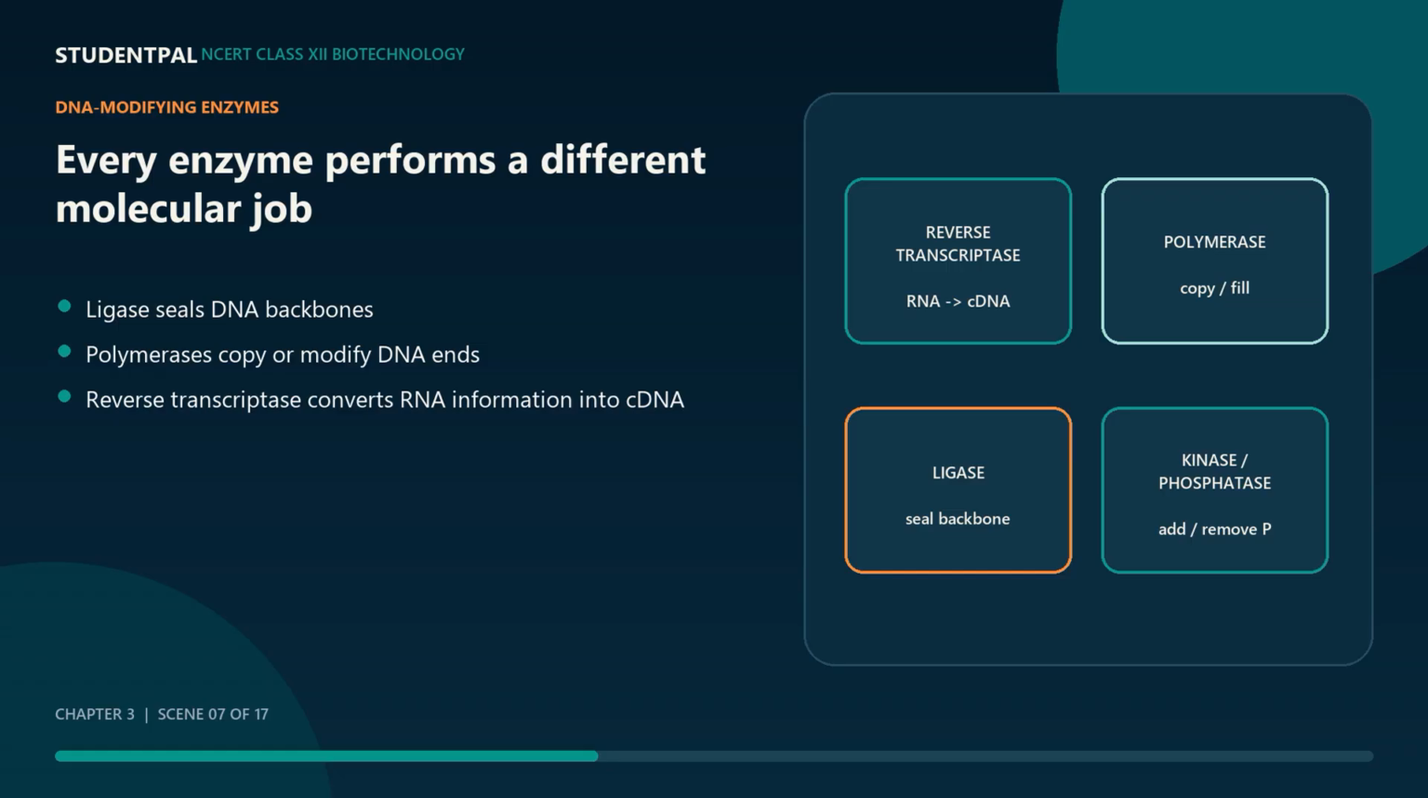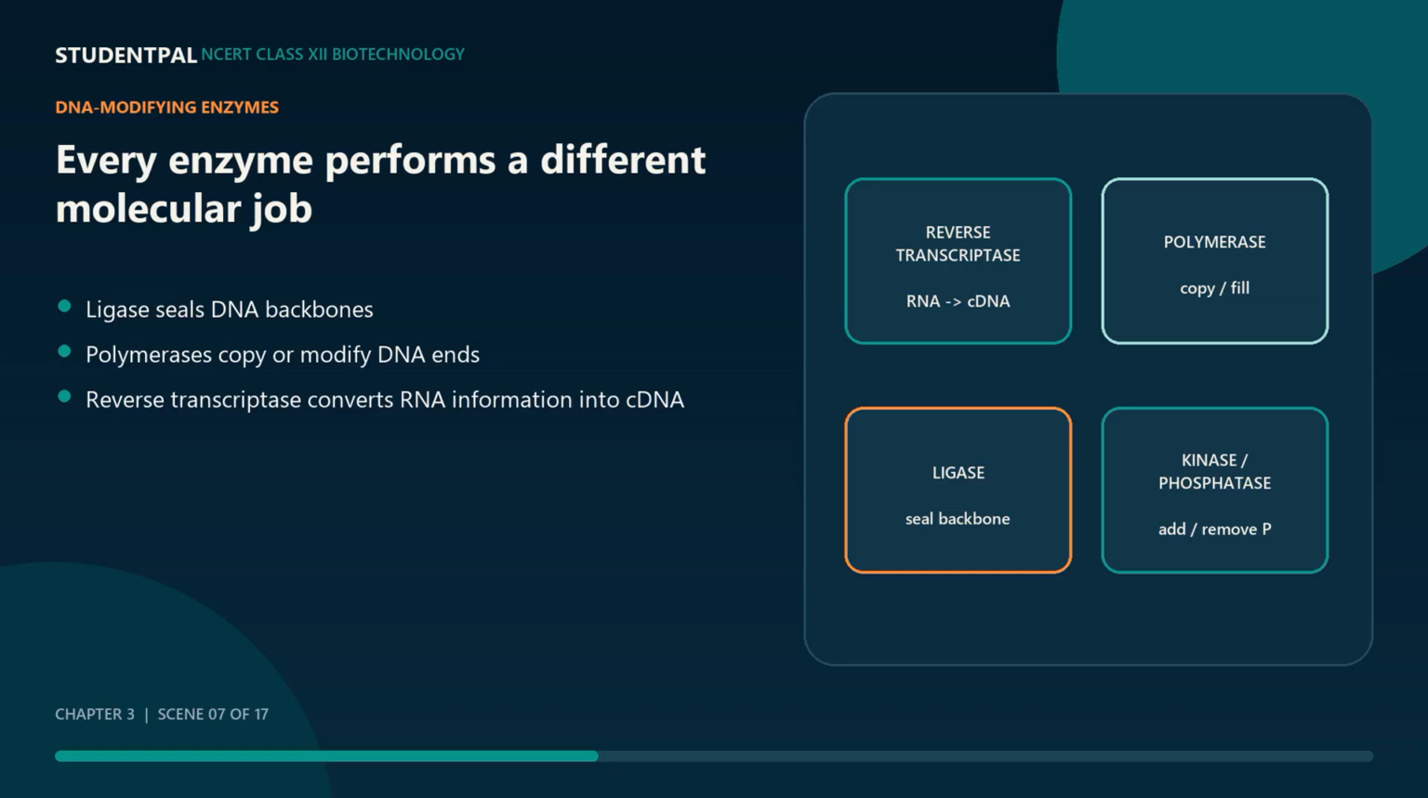Reverse transcriptase copies an RNA template into complementary DNA, allowing expressed eukaryotic sequences to be cloned without their genomic introns. A phosphatase removes terminal phosphate and can reduce vector self-ligation. A kinase adds phosphate when a ligation strategy requires it. These enzymes are not interchangeable. Their substrate, direction of reaction, and required cofactors determine their role.